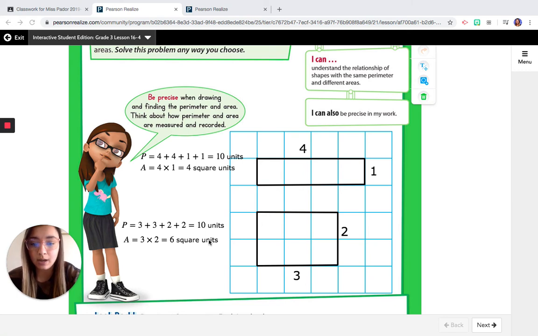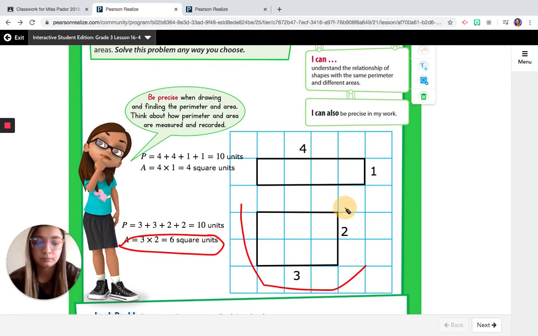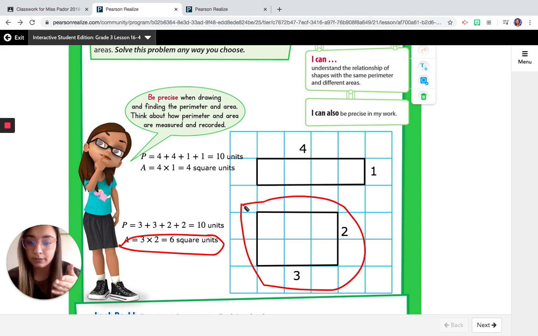So as you can see, both of these shapes have the same perimeter, but they have different area. So our first shape has an area of 4 square units, and our second shape has an area of 6 square units. So what I'm going to do is just go ahead and circle. Oh, I need my tool. Is this going to work? There we go. Circle this one and circle the shape, because I know that 6 is greater than 4. So the second shape has a greater area.